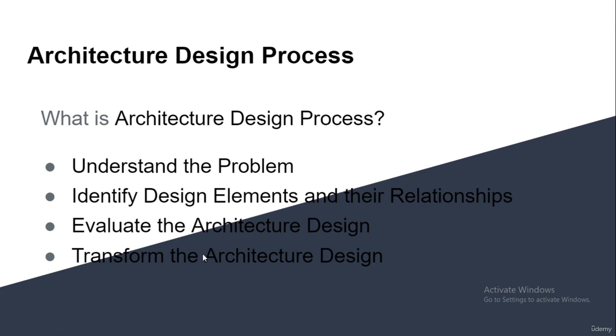Number four, transform the architecture design. This step is performed after an evaluation of the architectural design. The architectural design must be changed until it completely satisfies the quality attribute requirements. It is concerned with selecting design solutions to improve the quality attributes while preserving the domain functionality.